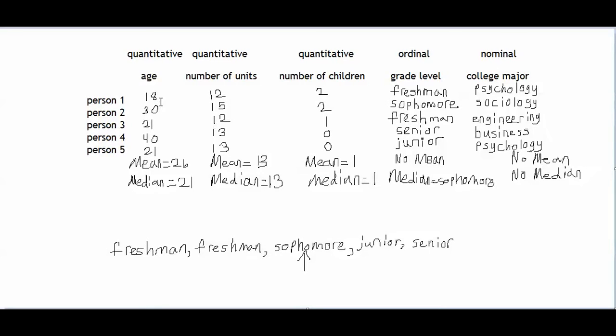How could we find the median if we had an even number of numbers? What if we had 18, 30, 21, and 40? What if we only collect data from 4 people? We would still put the values in order from lowest to highest.